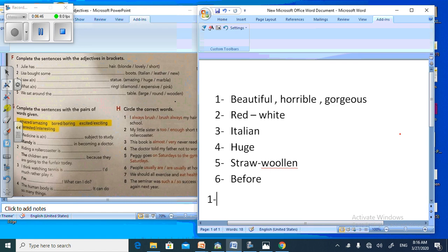Interesting subject to study. Mandy is interested in becoming a doctor. Because here I use interested, with ed, because I describe Mandy's emotion. Great.